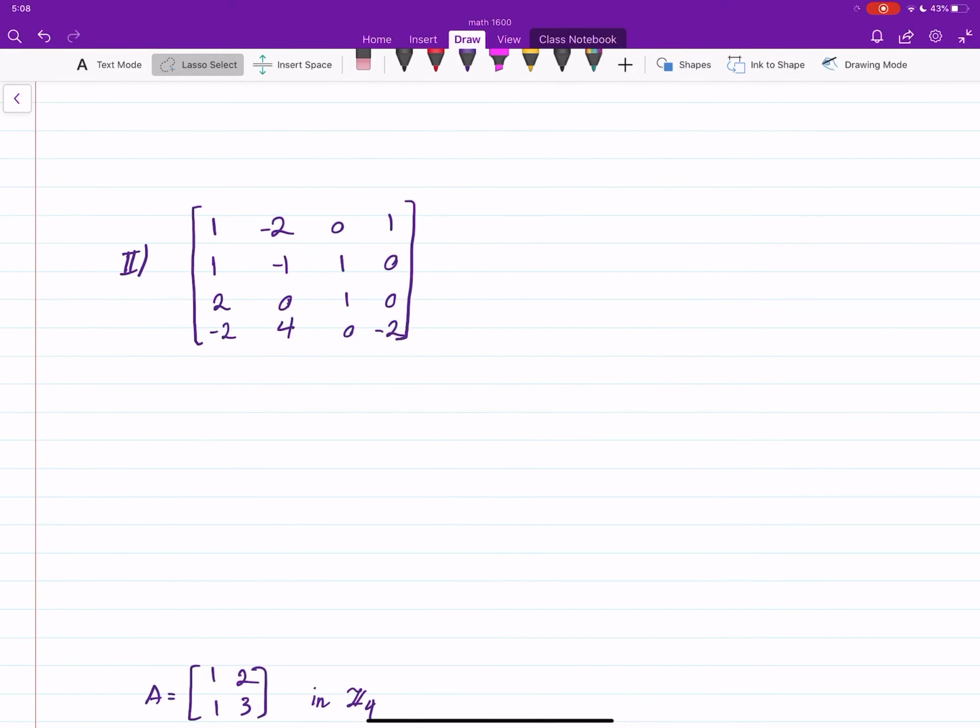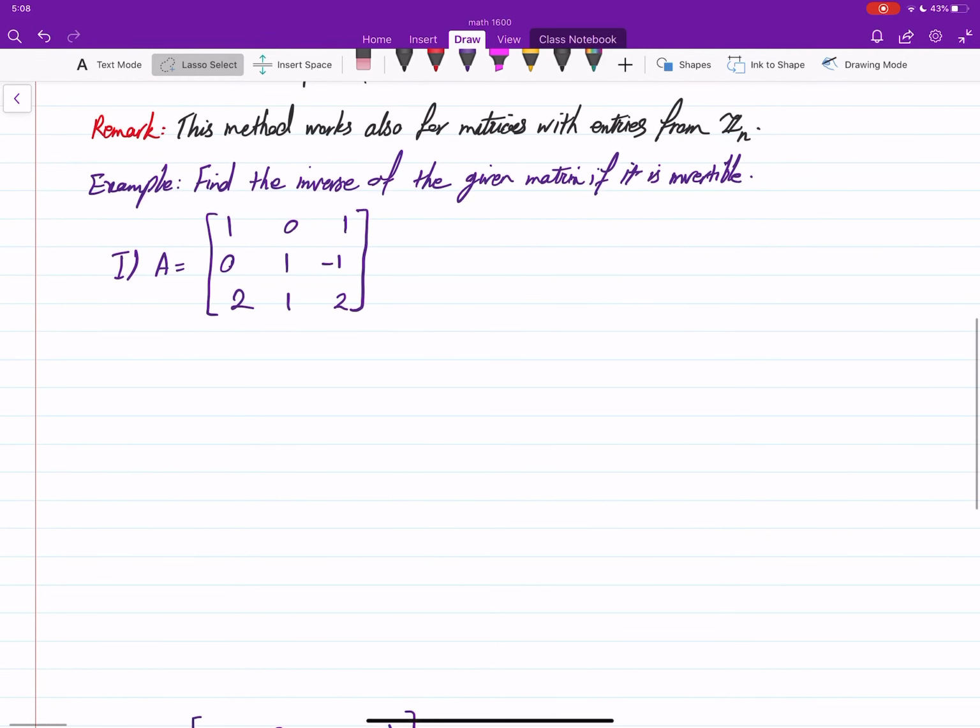Okay, I have 3 examples here. Find the inverse if A is invertible. We always start with A: 1, 0, 1, 0, 1, negative 1, 2, 1, 2. And on the right-hand side, you put the identity matrix. Which identity matrix? Here, the 3 by 3 identity matrix, the same order as A.